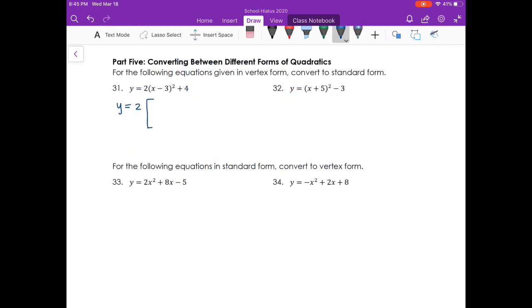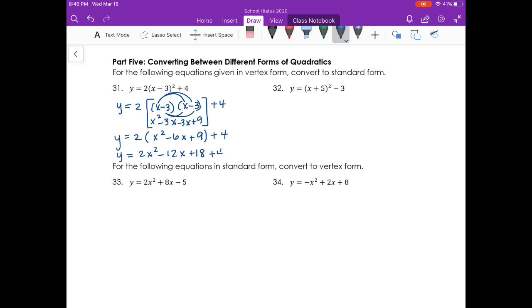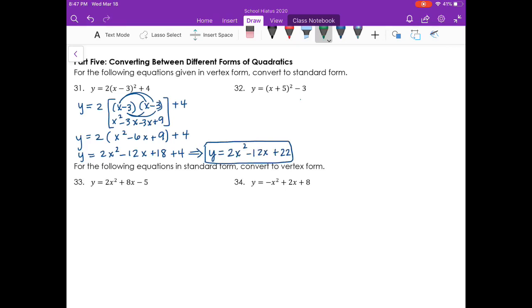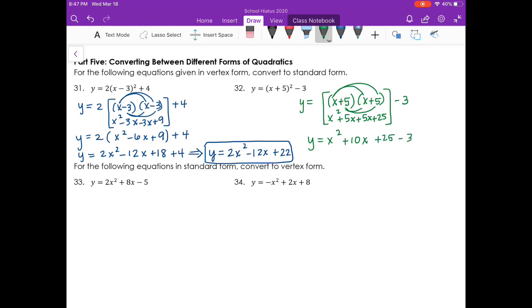To convert from vertex to standard form, first you need to expand the binomial squared by using the FOIL or double distributing method. Then you'll combine the like terms and distribute 2. After that, you'll combine the constants at the end of the equation to simplify the function. Use the same process for number 32. Don't be tempted to simply write x squared plus 25. Expand out x plus 5 quantity squared and combine like terms, then simplify.